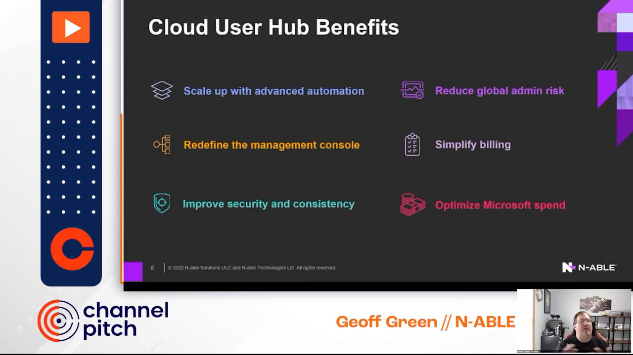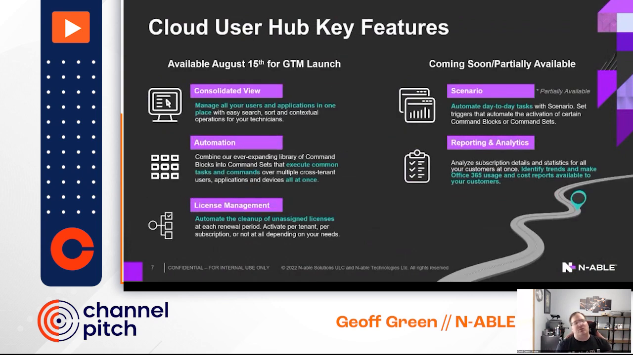It's a very simple and straightforward ability, and we give you the ability to consolidate all of that billing information too. You can pull all that information. So a bunch of reporting. You can report on secure scores, users, licenses, all those things. So there's a lot of great features available in Cloud User Hub. Some are coming as we continue to integrate the SpinPanel team into N-able, but a lot of great stuff out of the gate.